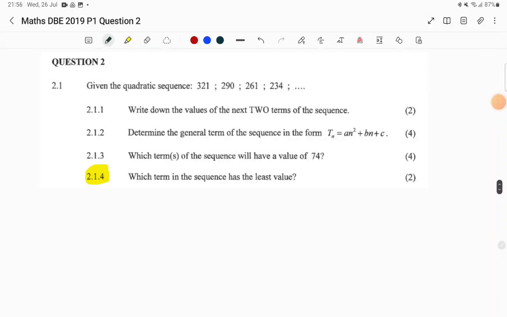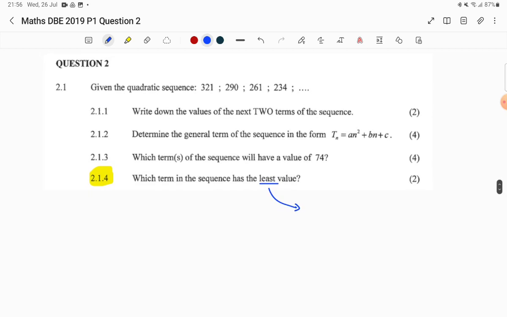Question 2.1.4, which term in the sequence has the least value? So in simple terms, what this least value means, and since we're dealing with a quadratic, this makes it easier to understand. It's the fact that they want you to figure out what is the turning point. Because if we remember correctly, our Tn formula, our Tn equation was n squared minus 34n plus 354.